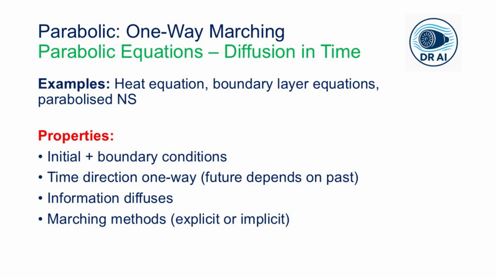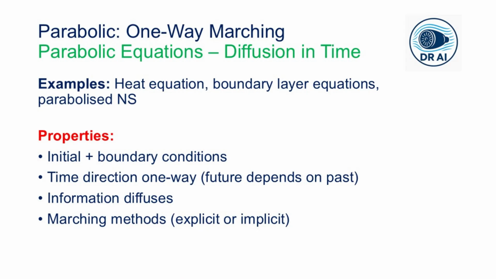Now, parabolic equations describe unsteady diffusion dominated processes. The key is that the time direction is one way. The future depends only on the past, not on the future. Classic examples include the heat equation. In CFD, the most important application is the boundary layer equations. Proposed by Prandtl in 1904, the boundary layer splits the flow into a thin viscous region near the wall, which is actually parabolic, and an outer inviscid region. Because the boundary layer equations are parabolic, we can march from the leading edge downstream.